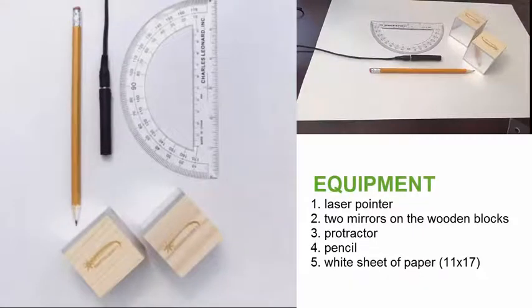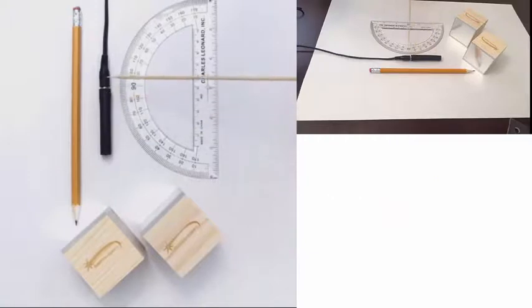The equipment to be used in this lab consists of a laser diode module. I'm using a red laser diode module here. You can use any other class 1 laser. We're also going to use two mirrors that are mounted onto two wooden blocks. We are going to use a protractor, a pencil, and a white sheet of paper.